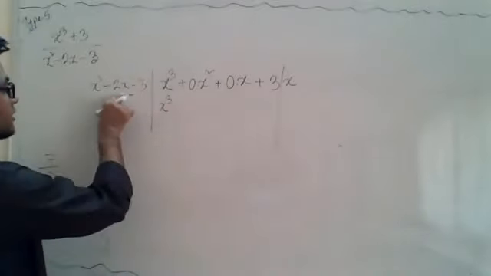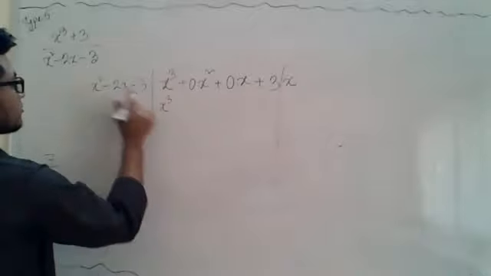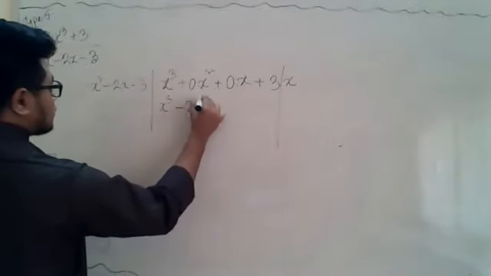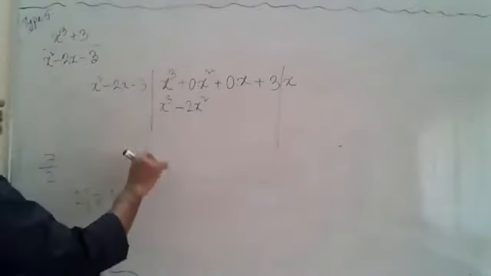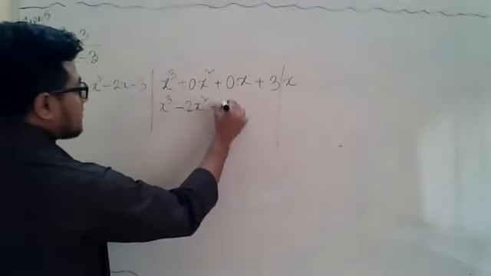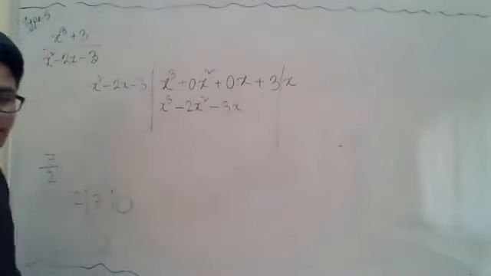This x will be multiplied with all of them, right? So x into minus 2x square gives minus 2x square. Then minus 3 into x will give me minus 3x.